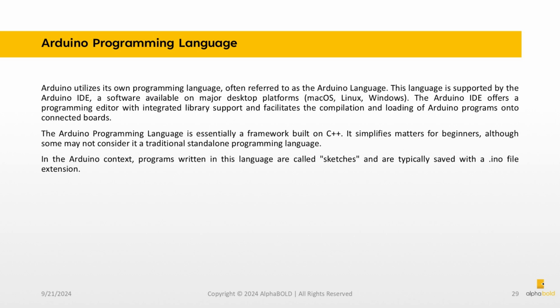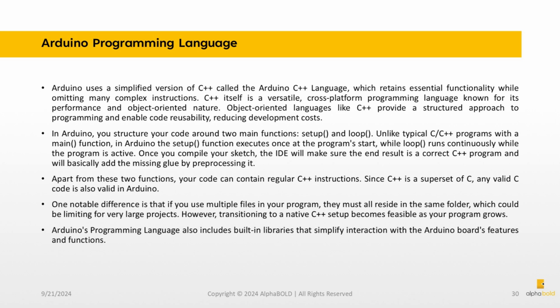It simplifies matters for beginners, although some may not consider it a traditional standalone programming language. In the Arduino context, programs written in this language are called sketches and are typically saved with a .ino file extension. Arduino uses a simplified version of C++ called the Arduino C++ language, which retains essential functionality while omitting many complex instructions. C++ itself is a versatile, cross-platform programming language known for its performance and object-oriented nature. Object-oriented languages like C++ provide a structured approach to programming and enable code reusability, reducing development costs.